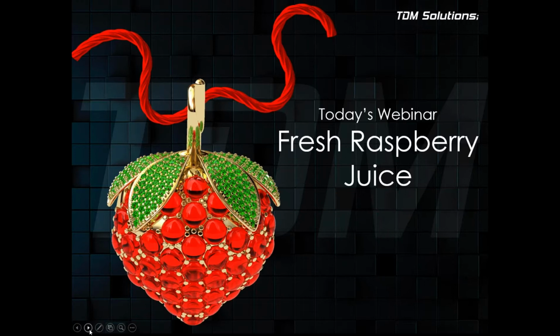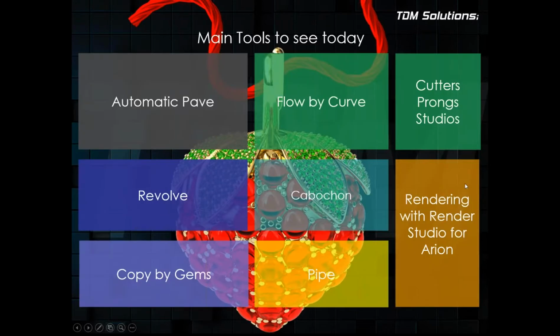This is the design we're going to make today. This is a sweet and refreshing pendant. The main tools of today's webinar are the automatic pave, the Revolve tool from Rhino, copy by gems, flow by curve, the cabochon, the pipe, cutter, prong studios, of course the rendering, and we will see a few other tools today. As always, use the chat to ask any question.